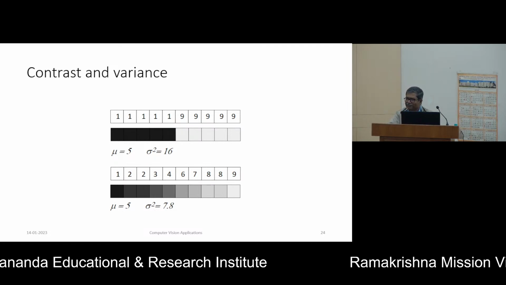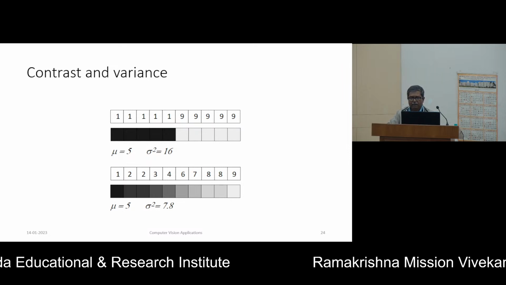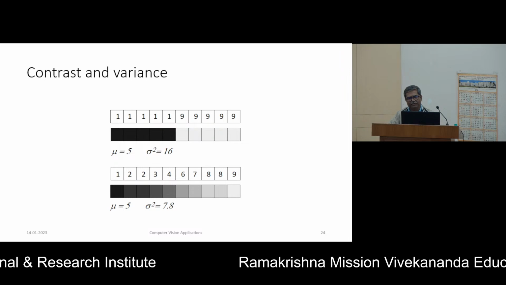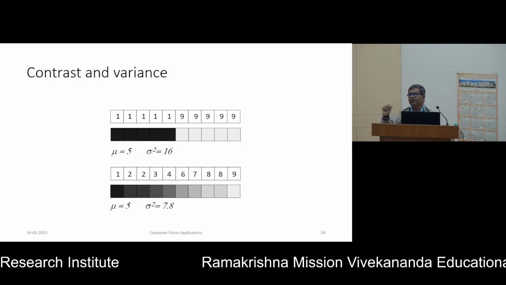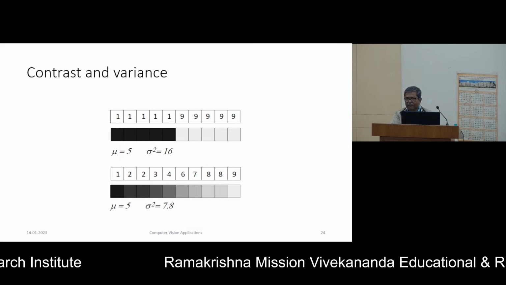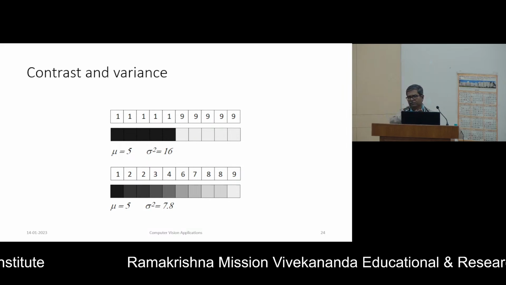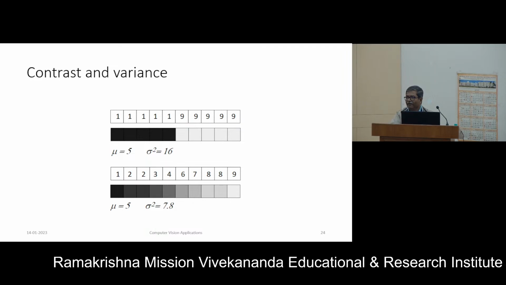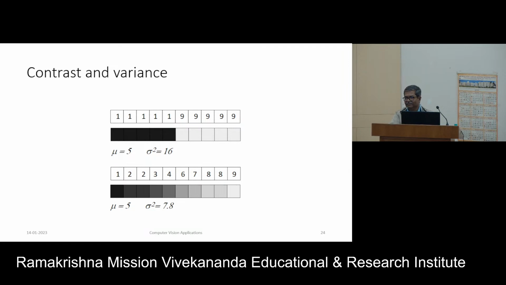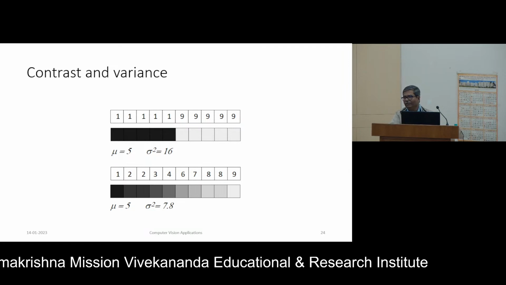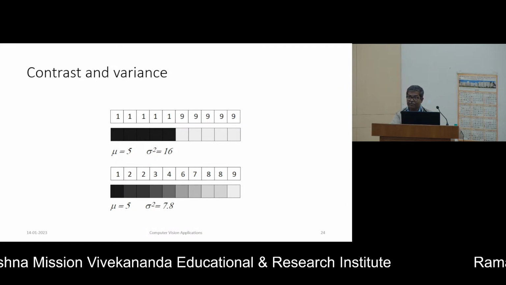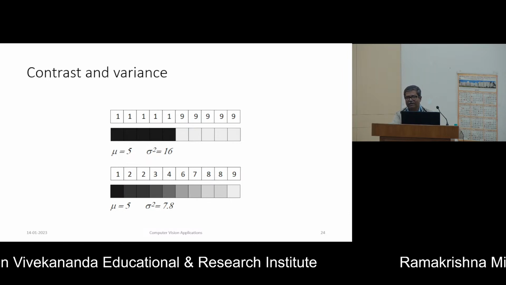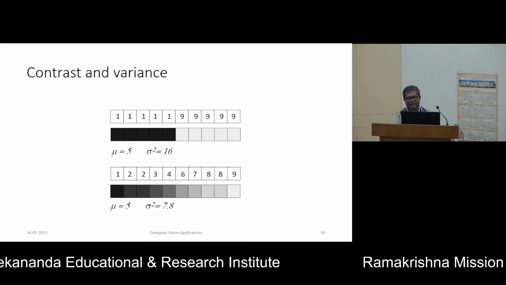But in the bottom row, we have 1, 2, 2, 3, 4, 5. It is obtained from the top by a simple moving average. All the values are slowly smoothed out from 1 to 9. Now we calculate the variance. Immediately what I get is, in case of sharp contrast, there is a high variance. If the contrast or the focusing is bad, there is a low variance.